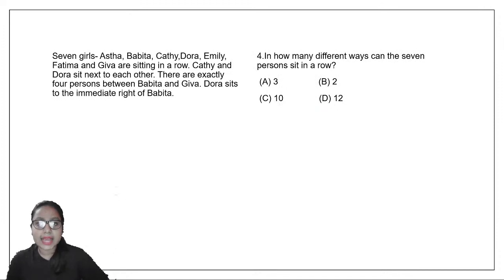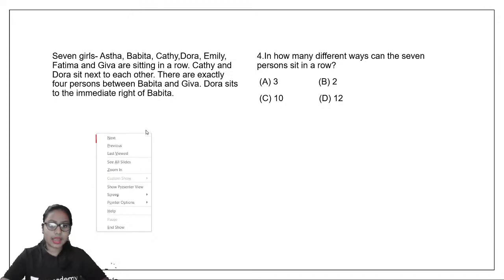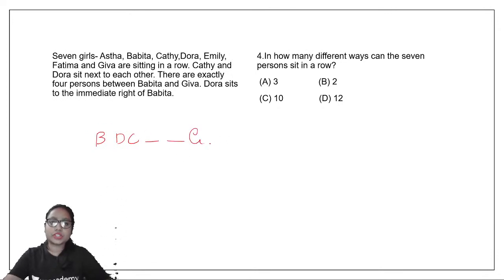This question says, in how many different ways can the 7 persons sit in a row? Okay, so let us recall our arrangement that we have. Sorry, it is B, D, C, space, space, G. And the 7th position could be either here or here. Let us see how many different ways the 7 people can sit in a row. So I'm giving you a minute to solve this question. Please think, try to solve and type your answers in the comment box.